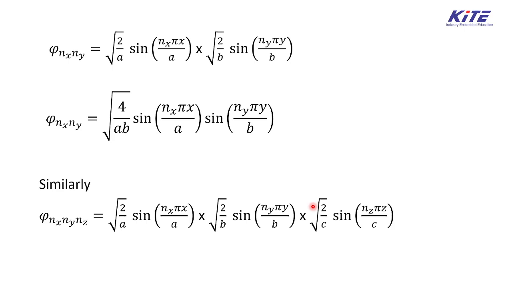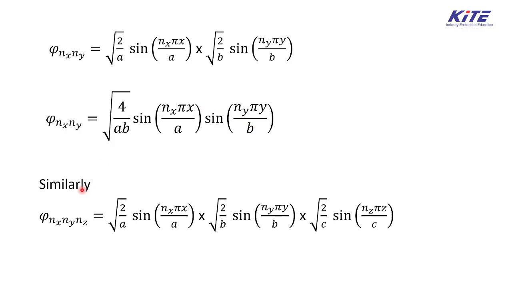And now the wave function of the particle, psi of nx ny. So psi of nx is equal to root 2 by a sine n pi x divided by a, into root 2 by b sine ny pi y divided by b. So we have to combine both the psi of nx and psi of ny equations. So here root 4 divided by a into b, so root 4 by ab sine nx pi x divided by a, sine ny pi y divided by b.